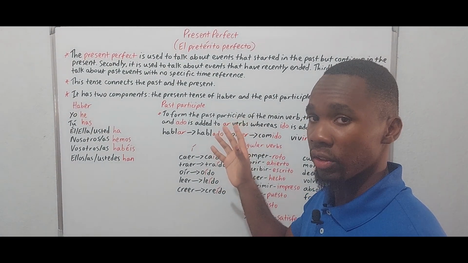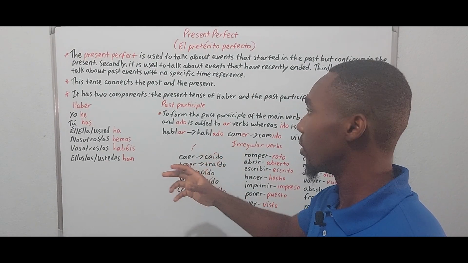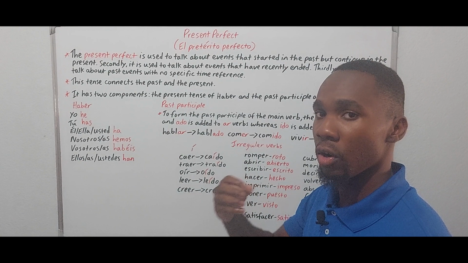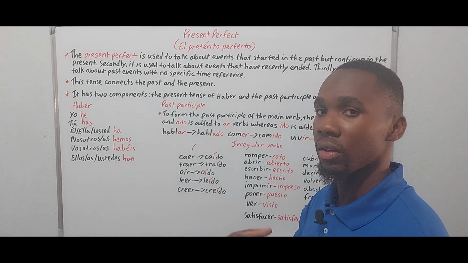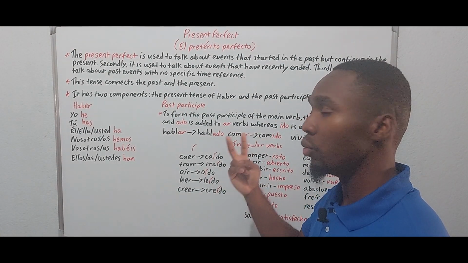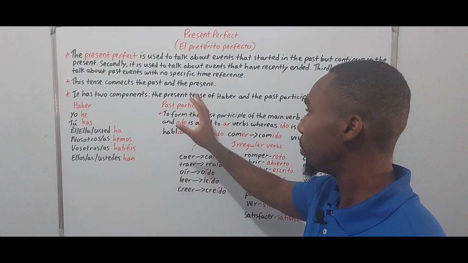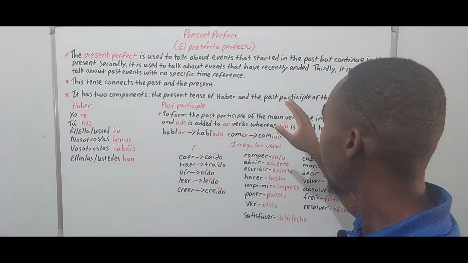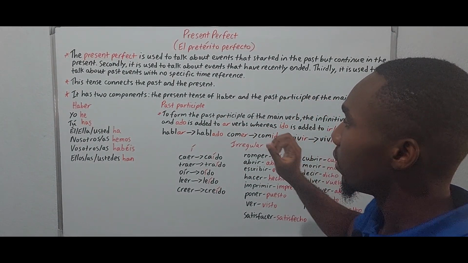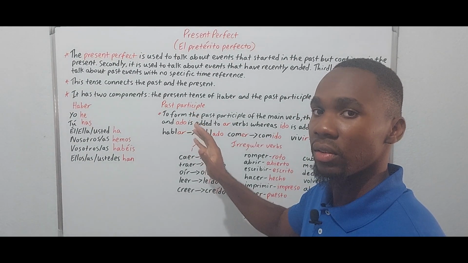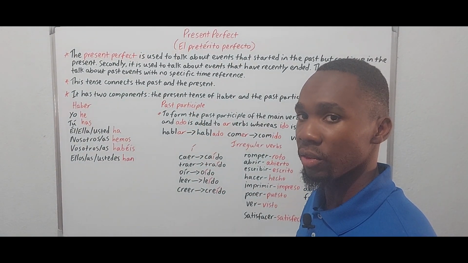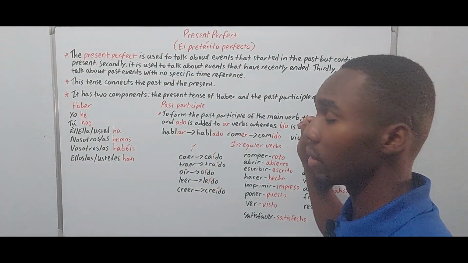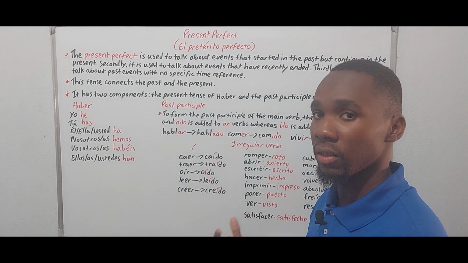So those are the uses. Now let's look at the formation. So it has two components, which means that it is an example of a compound tense, a compound tense comprising two verbs. So we have the present tense of haber, which is our auxiliary verb, and then we have the past participle of the main verb. So haber is going to tell us who performs the action. We will not be able to determine that by looking at the past participle because that is an impersonal form.